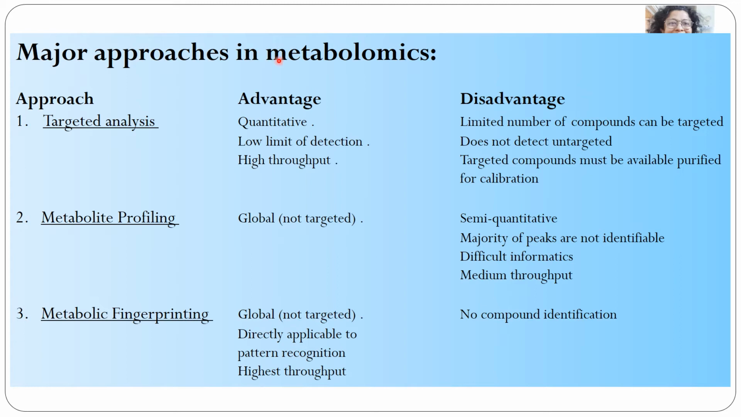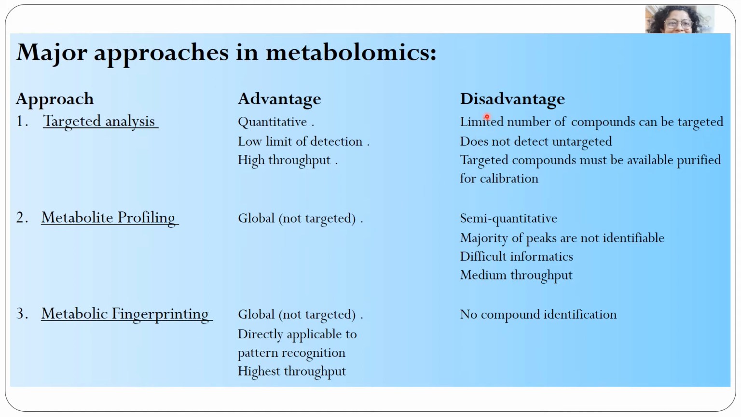Now, the major approaches in metabolomics include the following, which is well described in this table. So let us look at the approaches. The first one is the target analysis, and the advantage of doing this analysis is it's a quantitative technique. Even in low values, the target is being detected and the throughput is very high. Throughput is high meaning in a short span of time many molecules can be studied simultaneously, and the disadvantage is that a limited number of compounds can be targeted.